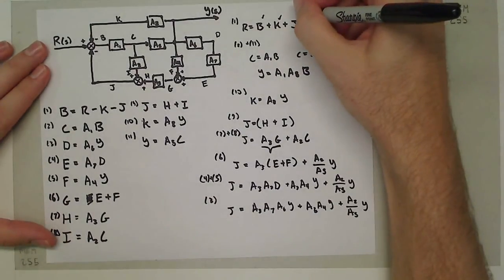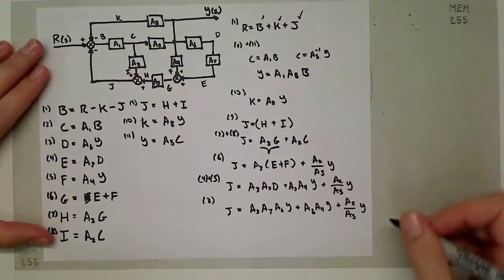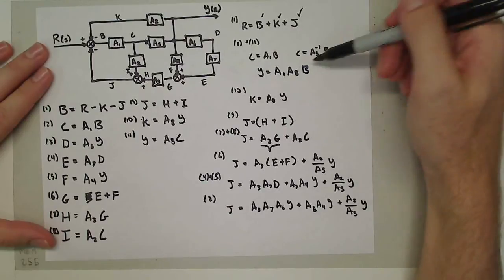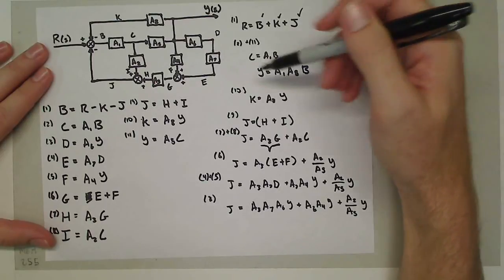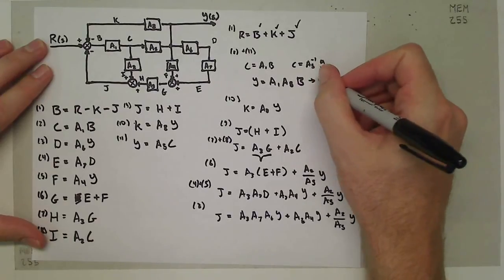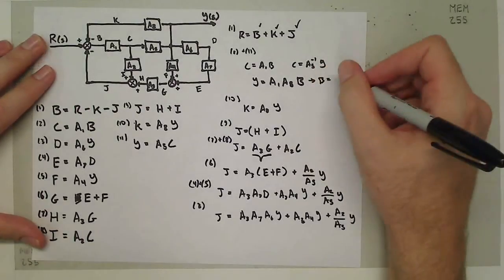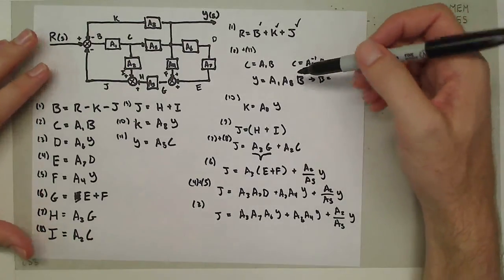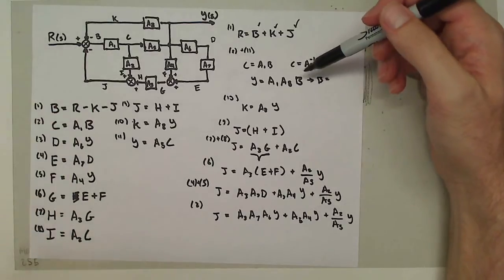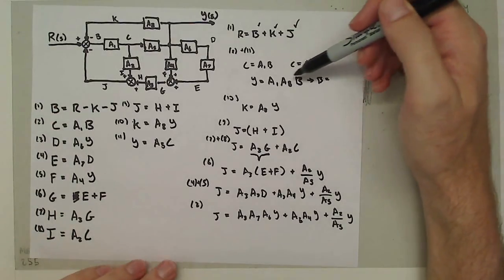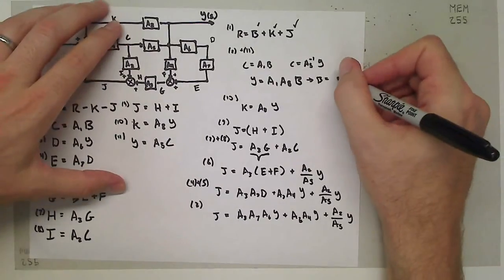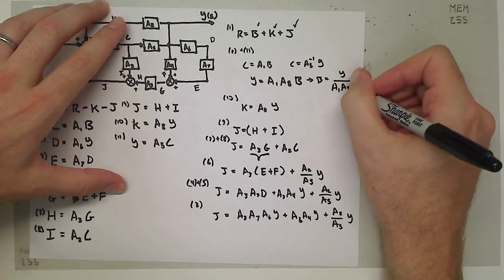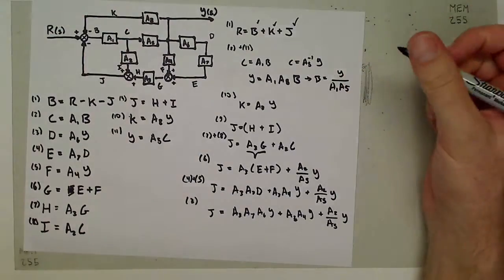So I have back to equation 1. Now J is in terms of Y. That's here. J in terms of Y. K in terms of Y. That's here. And B in terms of Y. That's here. B was actually equal to Y over A1 A5.